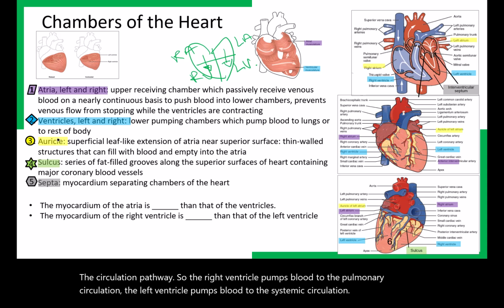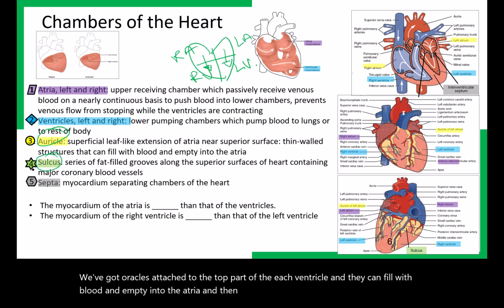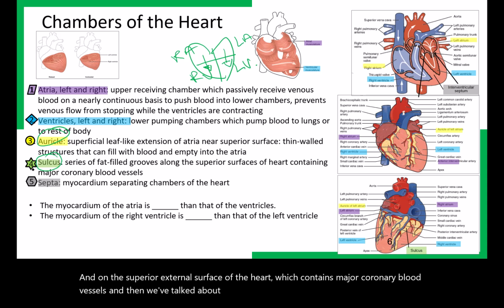We've got auricles attached to the top part of each atrium, and they can fill with blood and empty into the atria. And then we've got sulcus on the superior external surface of the heart, which contains major coronary blood vessels. And then we've talked about septa before.